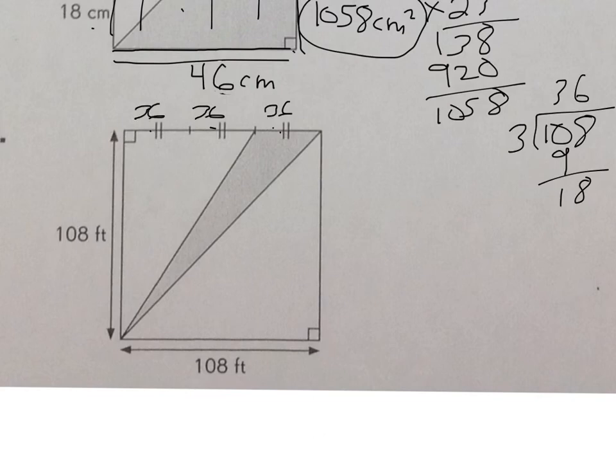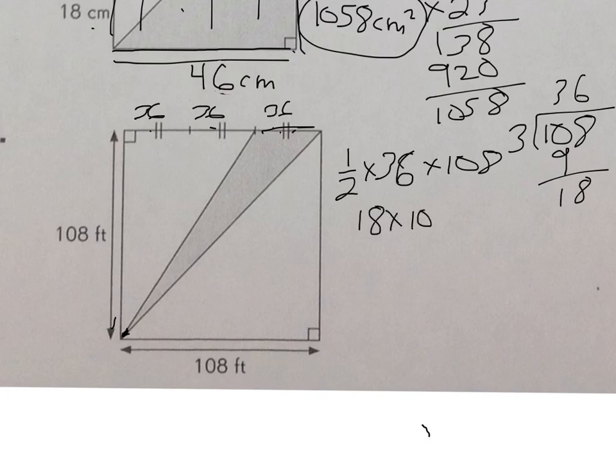So now my base, I'm going to have this be my base. 1/2 times 36. And the height from here to the opposite vertex is going to be this perpendicular line. And so it's 108 times 108. So 36 cut in half is 18 times 108. And this will get me my area.